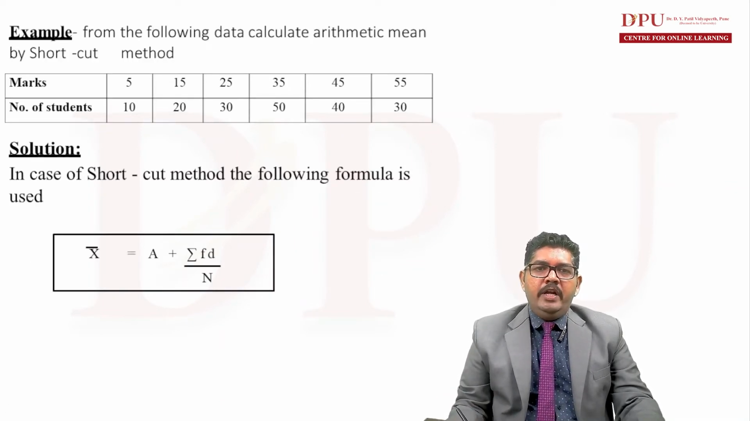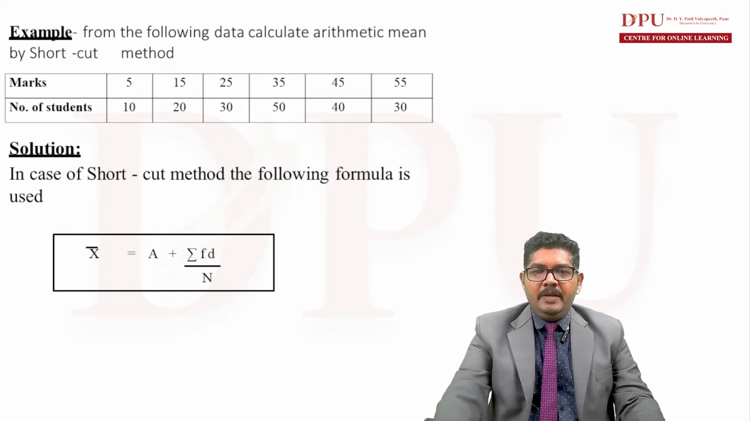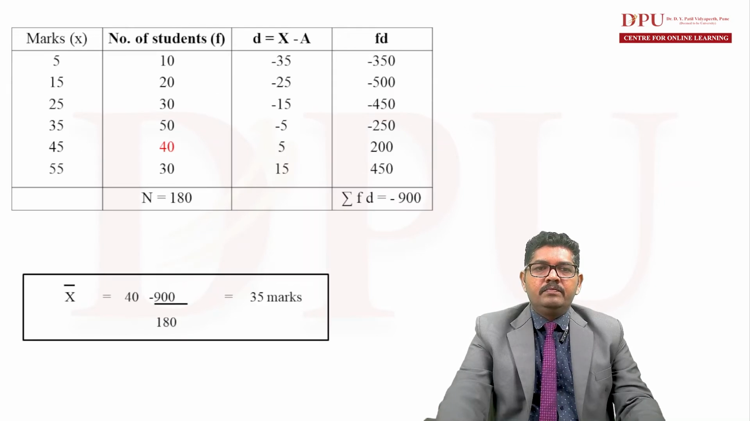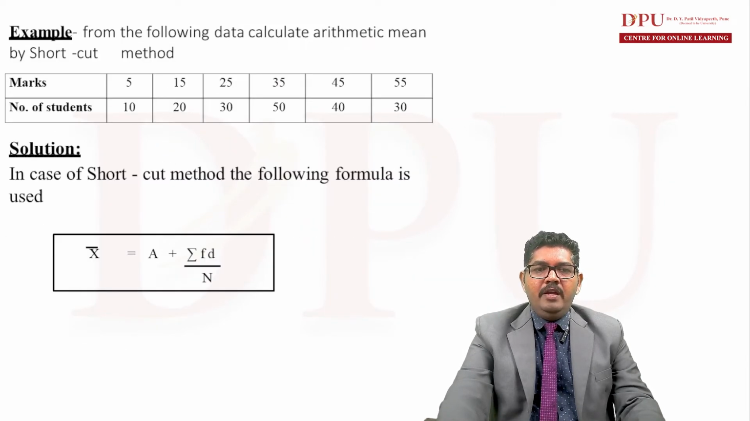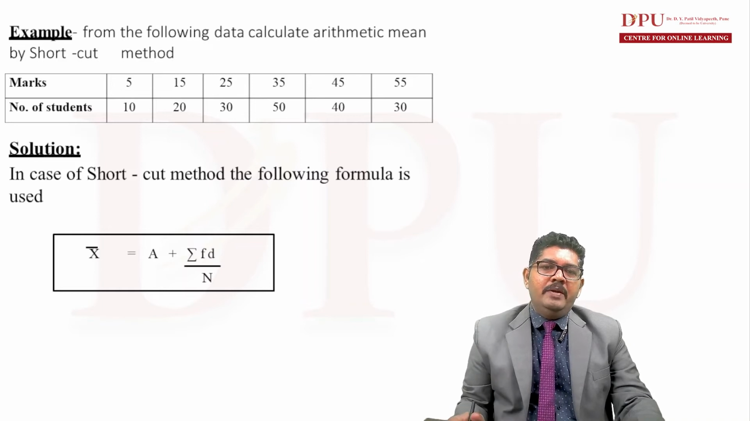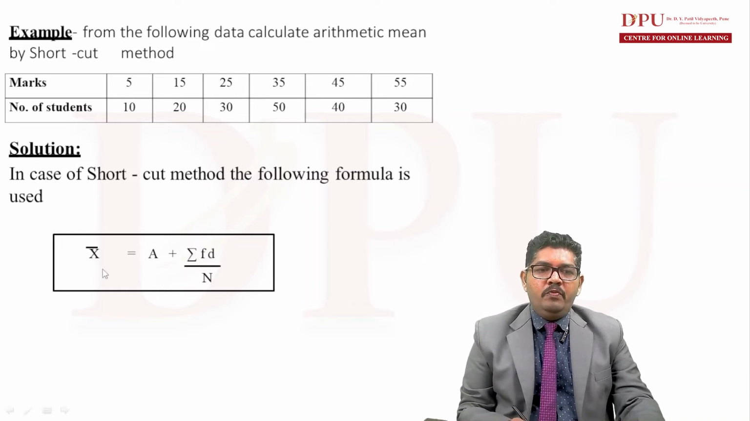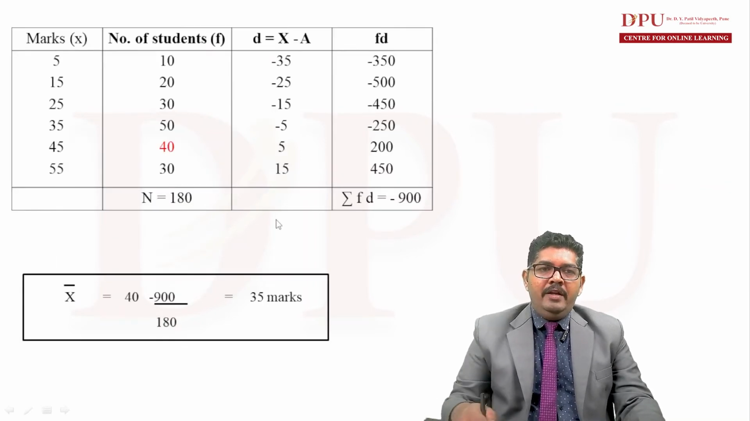So from the following data, calculate the arithmetic mean. This is the same problem again. I skip it. Yes, this is the assumed mean method, the same problem. So here we have the formula x bar is equal to a plus summation of fd divided by n, where a is the assumed mean or arbitrary mean. So we have to solve this particular problem, and here is the solution.